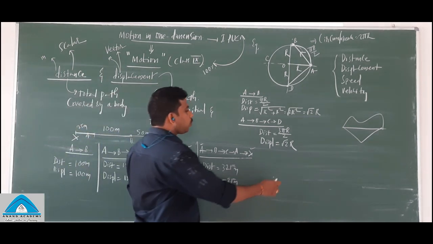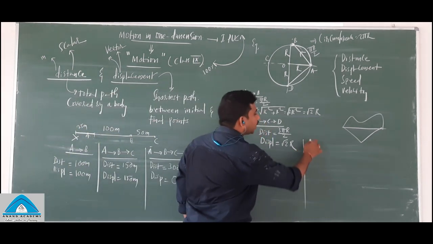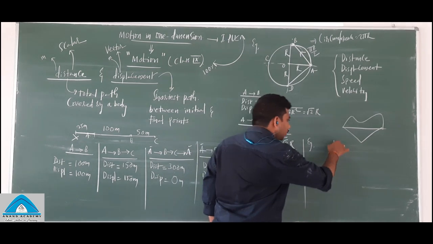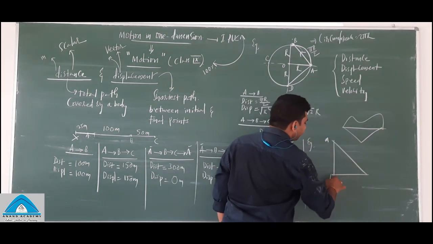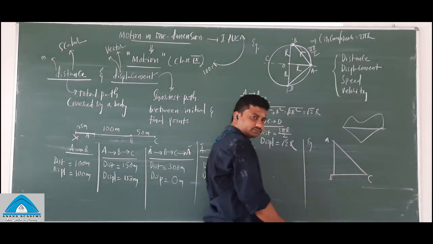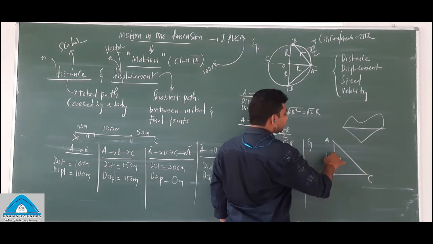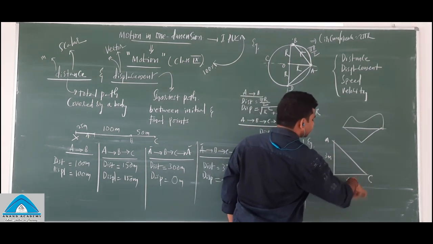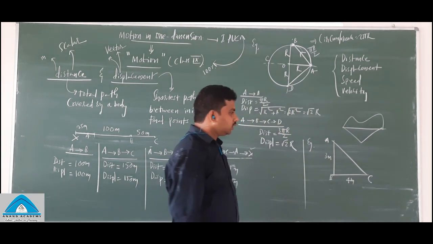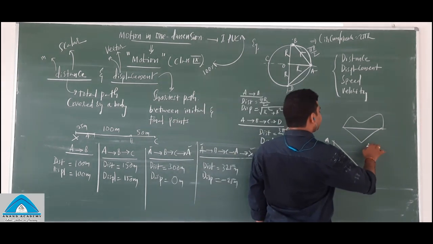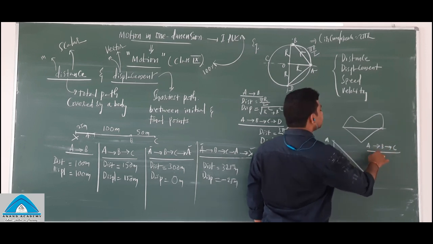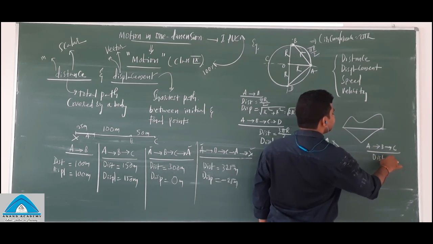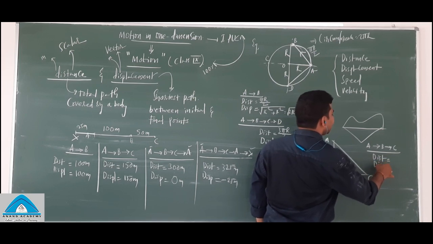So, one more example, if you want to learn. Look at this: a triangle with points A, B, C. This side is 3 meters and this is 4 meters. Now, the body is traveling from A to B and B to C. The question is, find the distance and displacement.